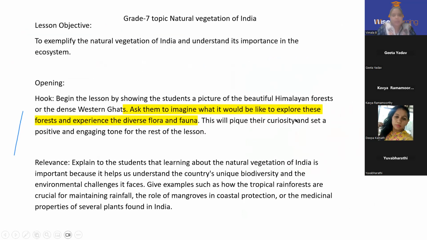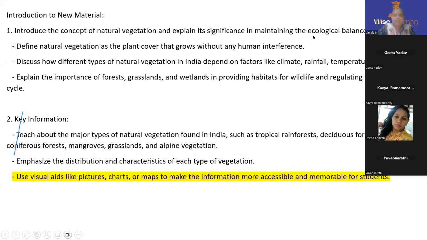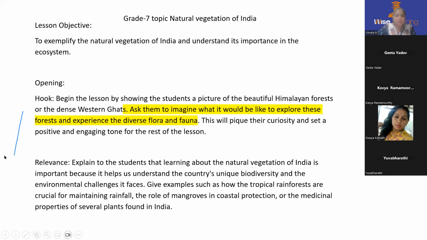The next one, the topic. The topic which I have taken is the natural vegetation of India. This is a sample lesson plan, illustrating the natural vegetation of India and understanding the importance of the ecosystem.